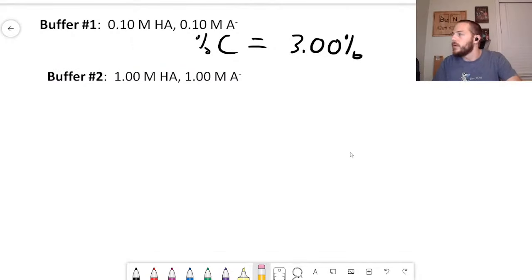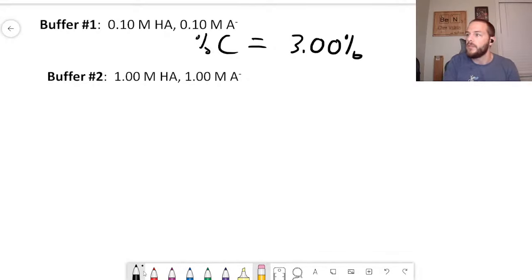There it is. So I'll go ahead and ask you guys right now, what do you think is going to happen here? Do you think that the percent change in pH upon adding 0.01 moles of sodium hydroxide is going to be higher, or is it going to be lower for buffer number two than it is for buffer number one? Well, let's go ahead and find out.